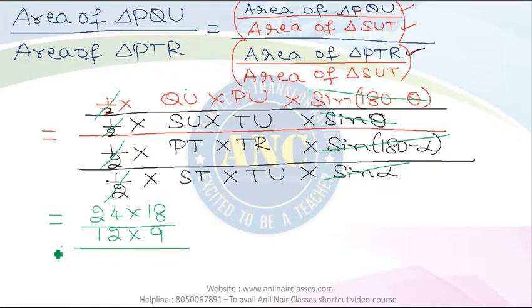Whole thing divided by PT times TR. PT value is also given in the question as 27, TR is 24. I am not looking at the previous page and writing, sir. I have written all those values on a sheet of paper so that I need not keep going to the previous slide and waste my time while teaching. ST value is given as 8, TU is given as 9. Every value is known. Just simplify and you will get the final answer as 4:9.